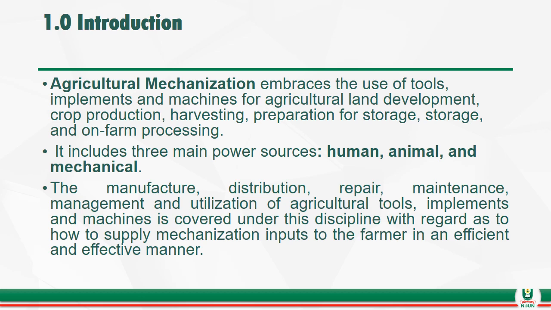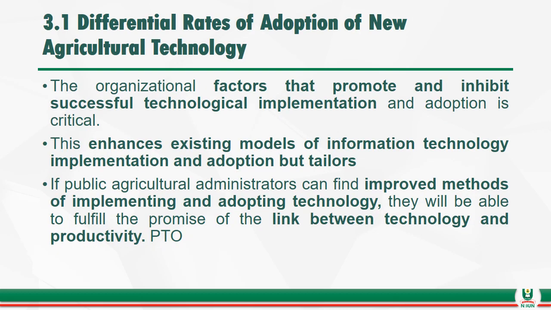the use of tools, implements, and machines for agricultural land development, crop production, harvesting, preparation for storage, and on-farm processing. It includes three main power sources, which are human, animal, and mechanical. The manufacture, distribution, repair, maintenance, management, and utilization of agricultural tools, implements, and machines is covered under this discipline with regard to how to supply mechanization inputs to the farmer in an efficient and effective manner.